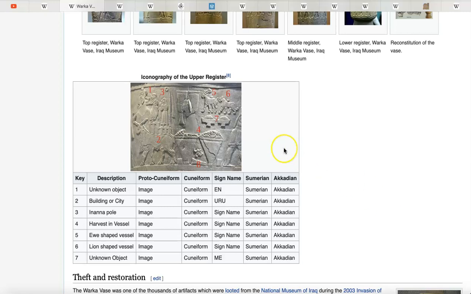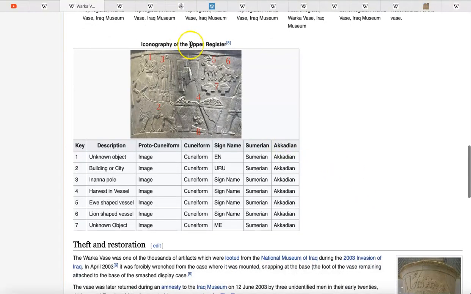Okay. And this is awesome too. The iconography of the upper register. Look at this. They've numbered everything. 1, 2, 3, 4, 5, 6, 7, 8. Number 1 is an unknown object. Okay. Number 2, building or city.